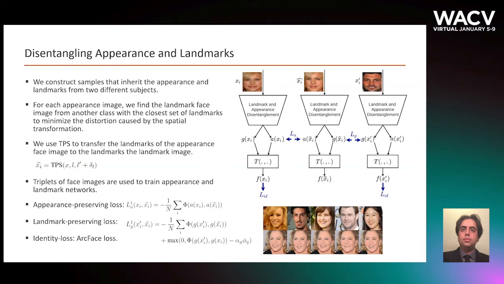Appearance, landmark, and identity representations should satisfy three conditions. The appearance representation of the appearance and intermediate images should be similar. The landmark representation of the landmark and intermediate image should be similar. And for both non-manipulated images, the face representations should preserve sufficient classification information.